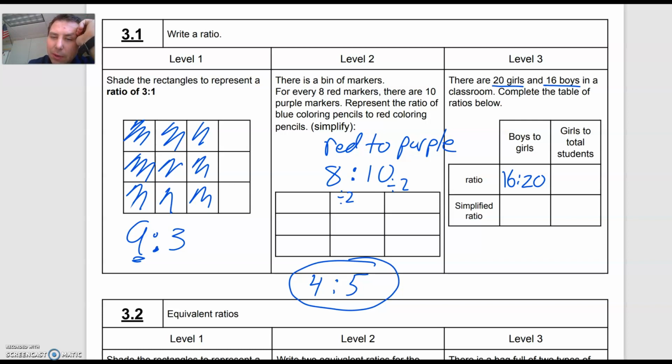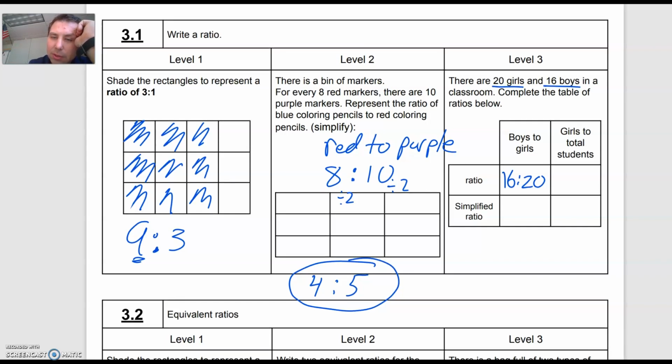To simplify the ratio, again, I want to get as small as possible. What I'll do is notice that both of them are even. So again, I can divide by 2, which gives me 8, because 16 divided by 2 is 8. 20 divided by 2 is 10. I have simplified, but I can actually go even further, because notice 8 and 10, I can divide both of those by 2 as well, which would give me 4-to-5. It's just a coincidence that they're both 4-to-5. But that would be my simplified ratio, 4-to-5. So I've simplified the ratio of boys to girls, and that's what I would have written there.